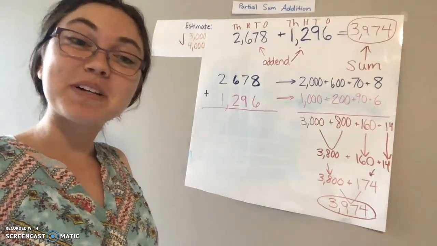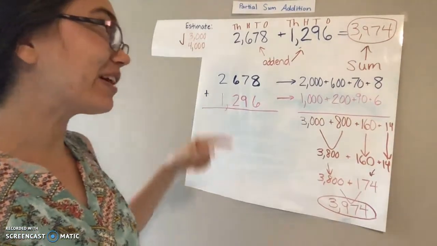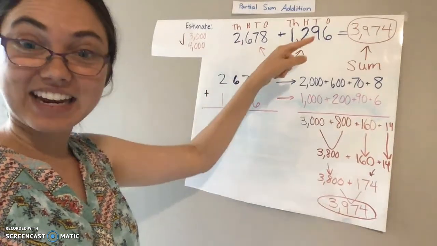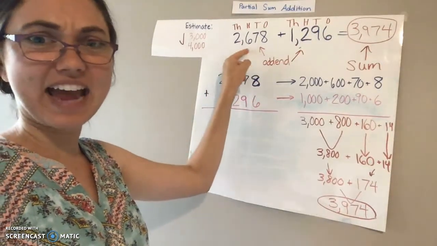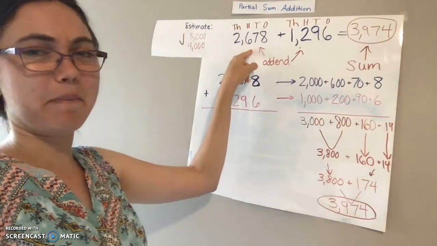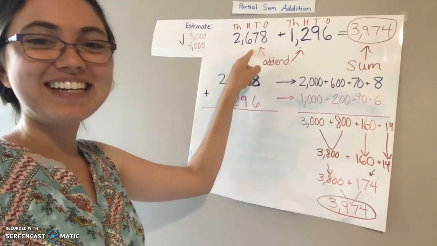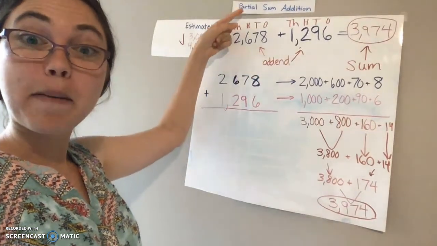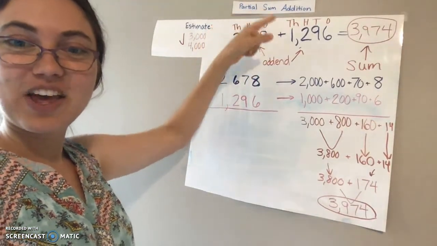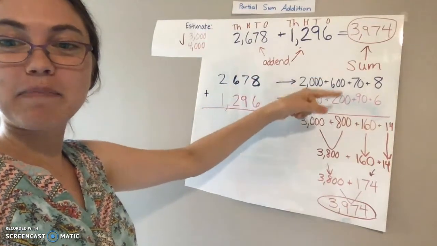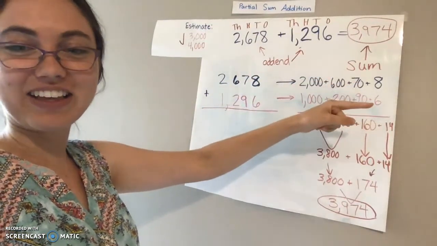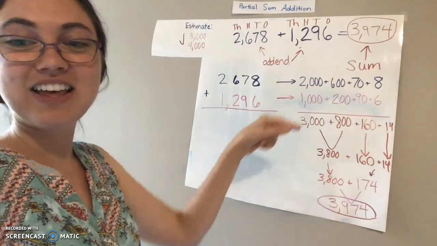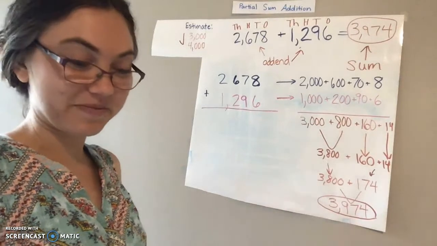We just explored some strategies for solving this addition problem. We found our addends, and we knew we had to add these huge multi-digit numbers. So, what is a strategy that we used? Well, we used partial sums. We broke numbers into their parts based upon place value: thousands, hundreds, tens, and ones. And then we found our answer here.